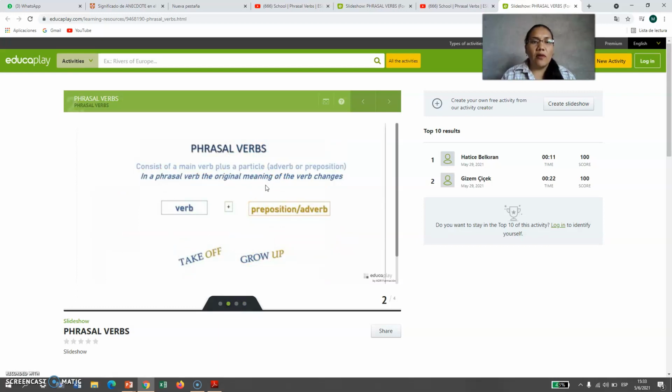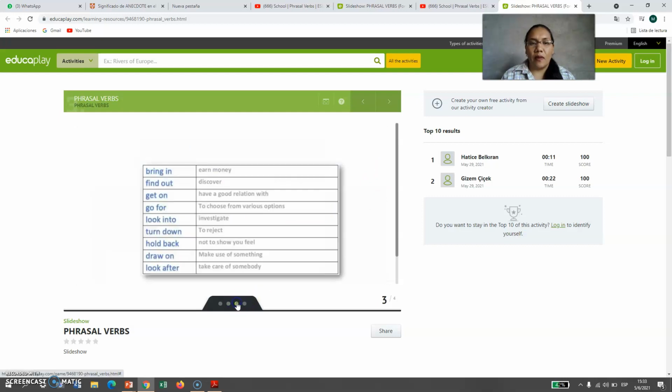Phrasal verbs consist of a main verb plus a particle, adverb or preposition. In a phrasal verb, the original meaning of the verb changes. Verb plus preposition or adverb. Phrasal verbs, with the meaning.